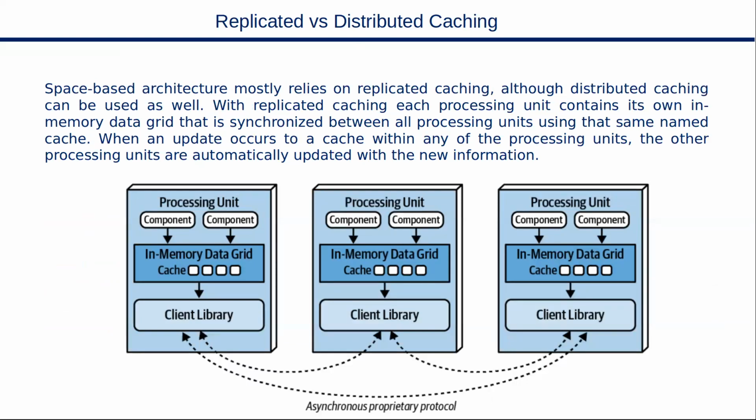Next is replicating with distributed caching. Space-based architecture mostly relies on replicated caching, although distributed caching can also be used. With replicated caching, each processing unit contains its own in-memory data grid that is synchronized between all processing units using the same name and cache. When an update occurs to a cache within any of the processing units, the other processing units are automatically updated with this new information that comes to the in-memory data grid.